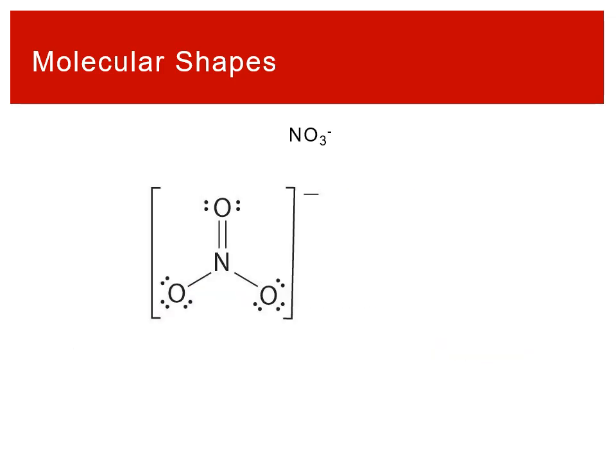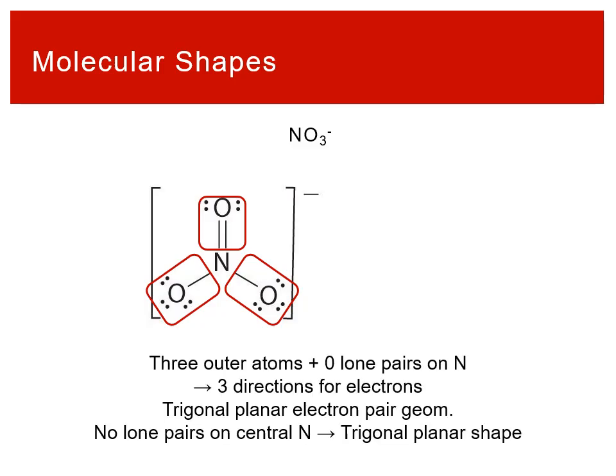So we'll start with NO3 minus, nitrate. Here is the nitrate Lewis structure. And analyzing that, I can see right away that I have 3 bonds to outer atoms, 3 outer atoms, 3 oxygens. It doesn't matter that they're single bonds or double bonds. There's just 3 things I'm bonded to. So there are 3 directions that electrons point out from my central nitrogen. There are no lone pairs, just the 3 bonds. So I call that a trigonal planar arrangement.